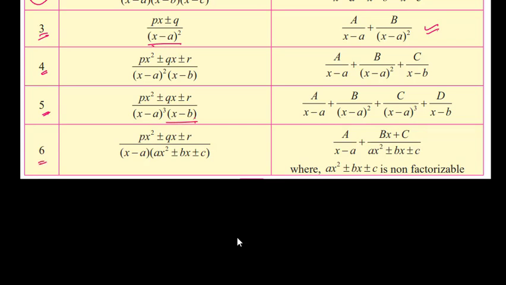And now this sixth one, here you see that one factor is linear and the other factor is a quadratic factor. Whenever we have a quadratic factor, for the quadratic factor the numerator will have 2 terms, like Bx plus C. One term will be with the variable and the other will be a constant, Bx plus C.